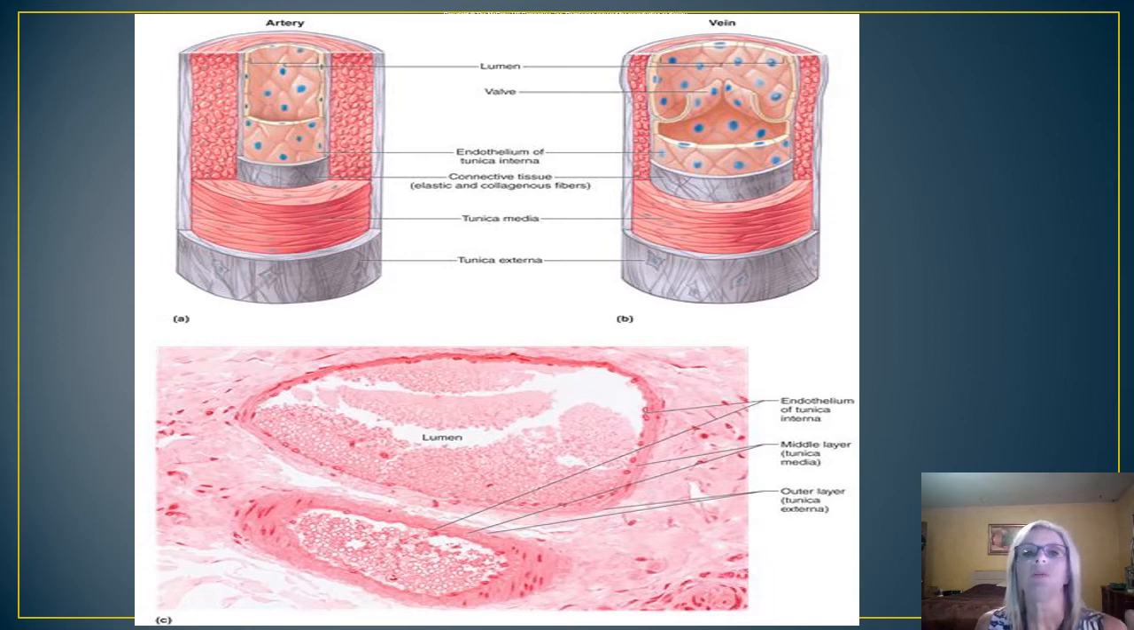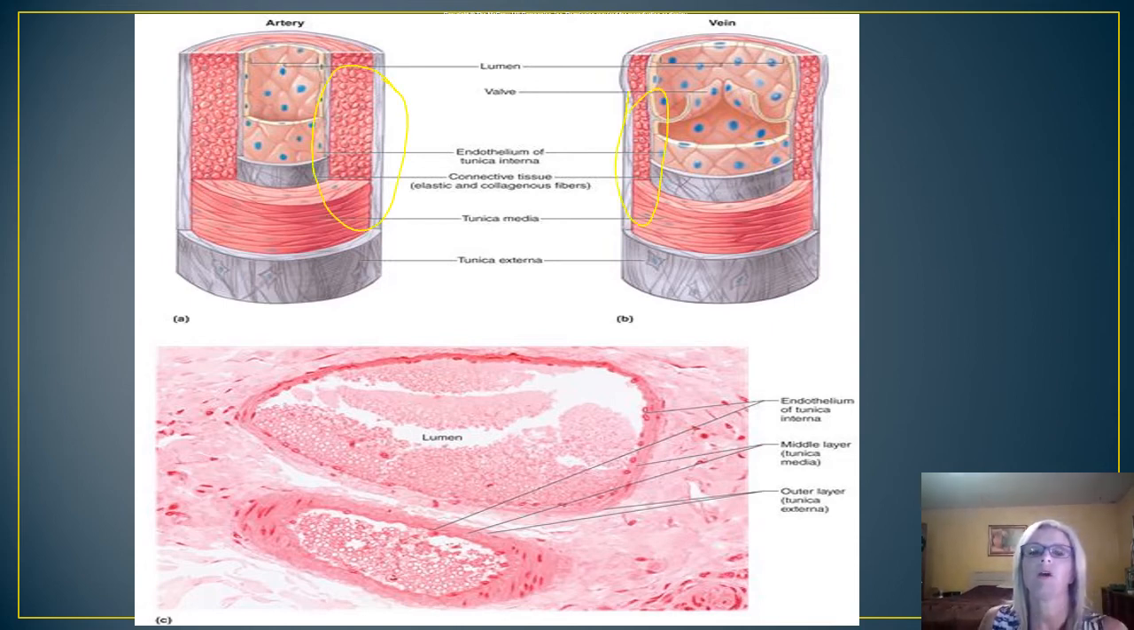So the lumen is going to be larger in the vein than in the artery. Veins contain valves. You can see the valve there, and the artery does not. Veins are generally larger in diameter and, as I already said, carry more blood volume. They also have thinner walls. Look at the difference in the size of these walls. This is pretty thin here, and this is pretty thick here.